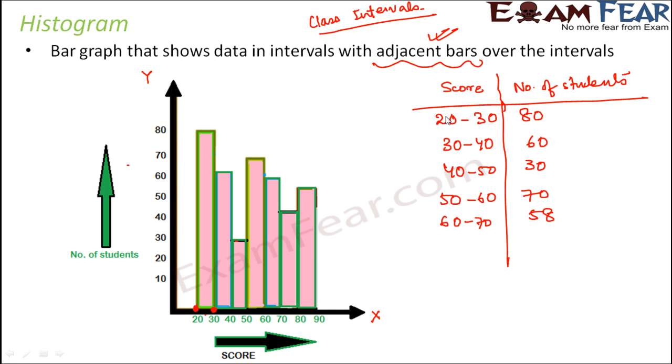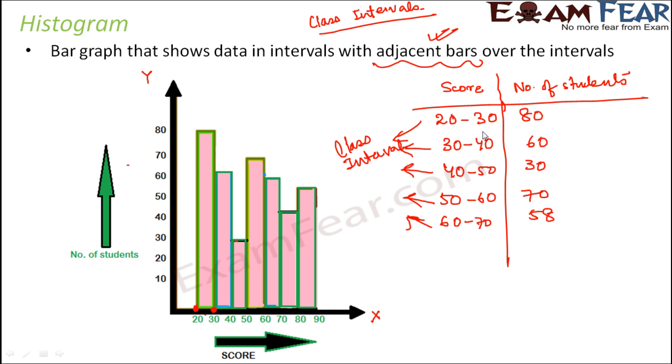And these are known as class intervals, because here you are not talking about a specific value, but you are talking about a range of values. So this is called a class interval. This is the lower limit of the class interval. This is the upper limit of the class interval. Similarly, this is the lower limit of this class interval. This is the upper limit. So every class interval will have a lower limit and an upper limit.